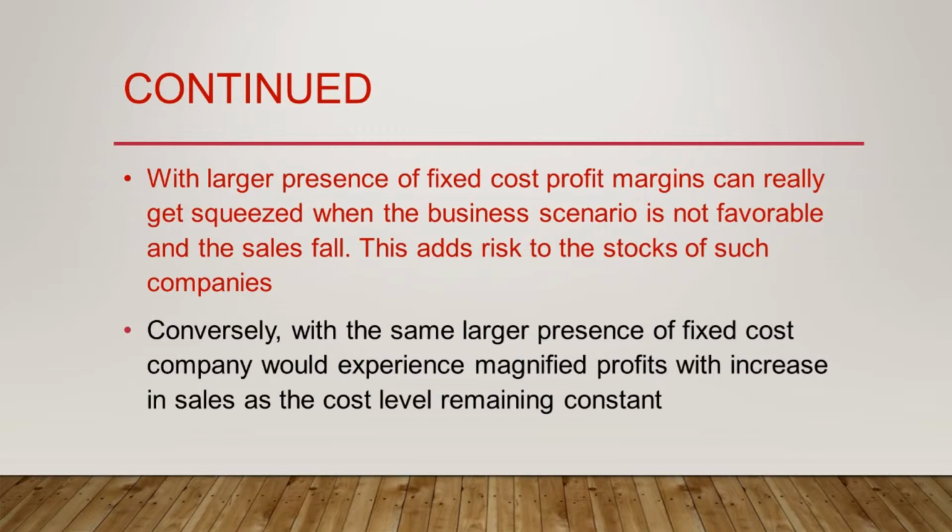Variable cost would depend on the units of production being made, but fixed cost would be the basic building block of your business. And conversely, with the same larger presence of fixed cost, the company would experience magnified profits with an increase in sales, as the cost level remains constant. So we will try to understand how the existence of fixed cost affects profit margins, or how it magnifies both the effects, on the profit or on the loss in the business.